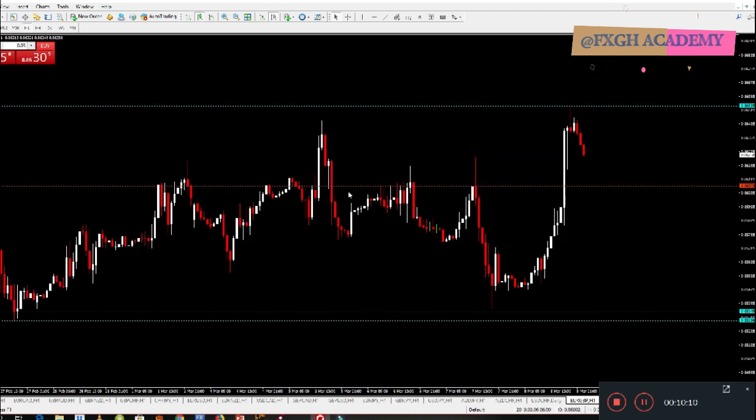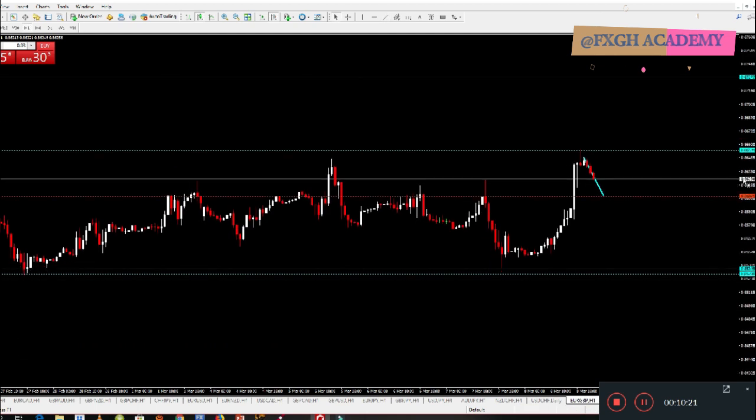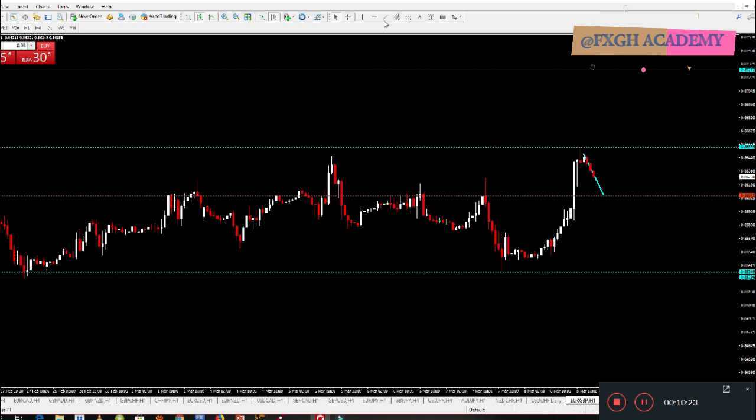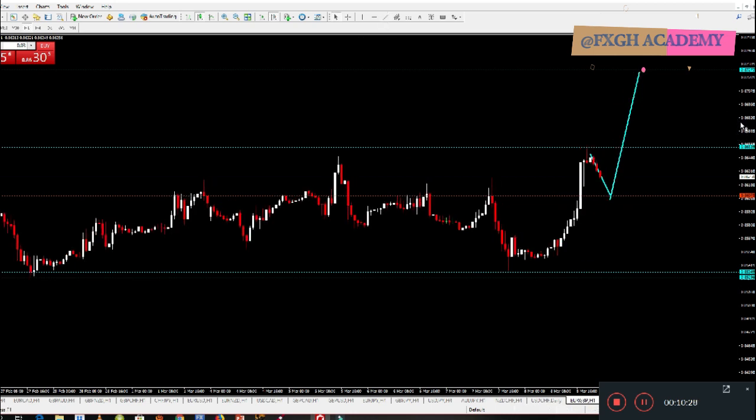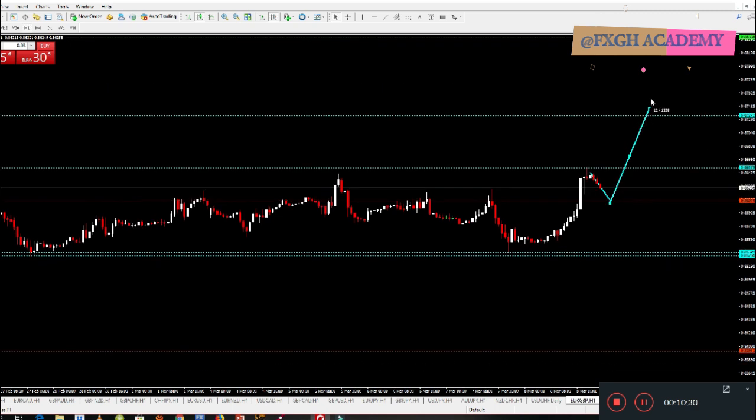Okay, so we have EUR/GBP. EUR/GBP broke out from a previous high. If you can get a pullback down to test this level, you see the market pushing all the way back to the top side to test these two resistance levels.